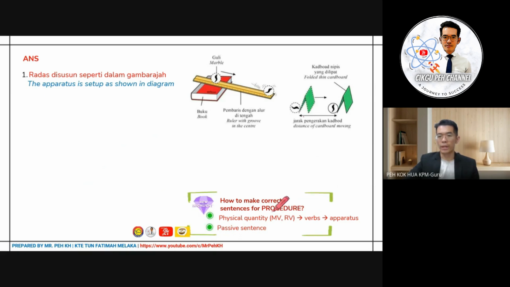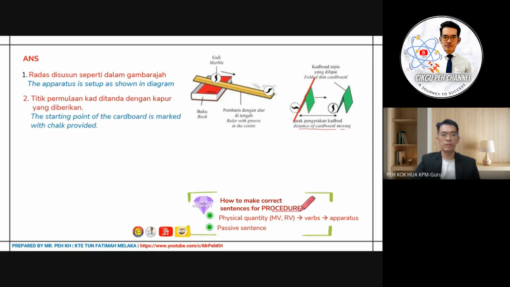So we are going to measure the distance the cardboard moves here. First, you have to show the correct arrangement of apparatus with labels. Here I show all the labels already. Then, as mentioned, second, we have to give the MV and RV, first MV and first RV, for the experiment.